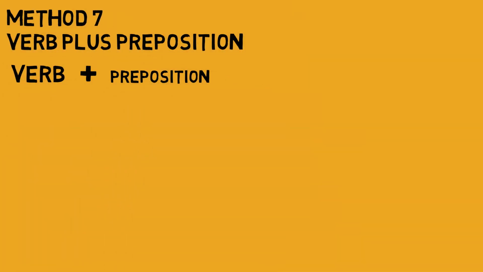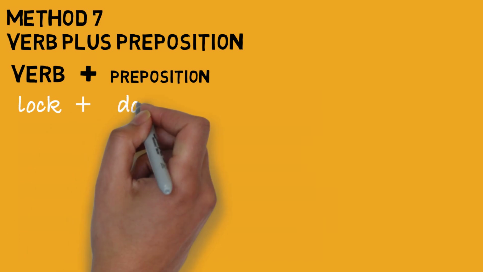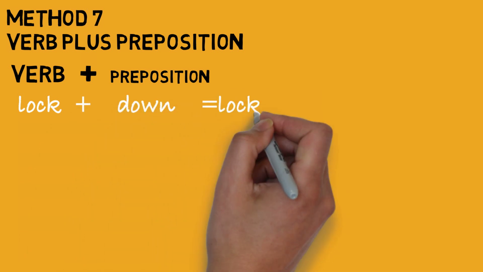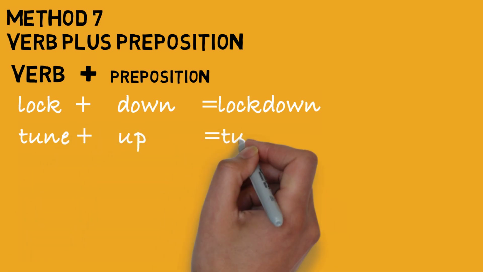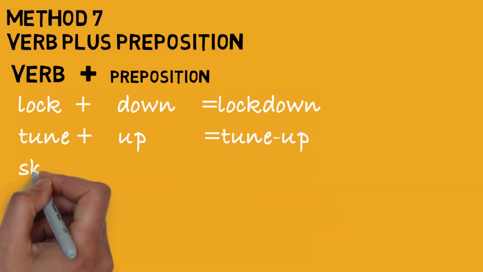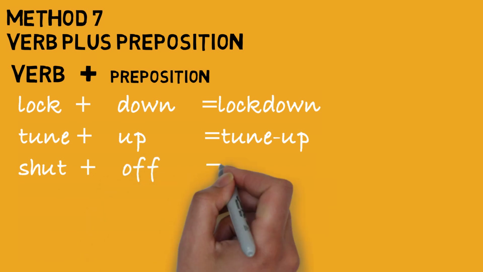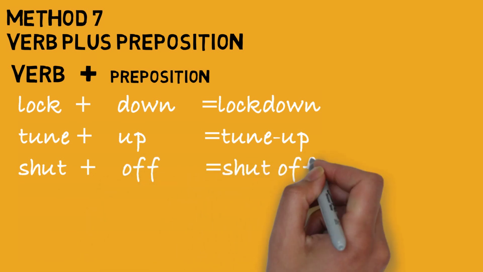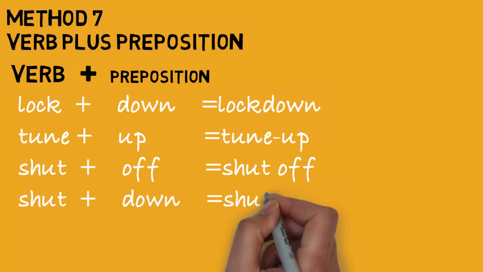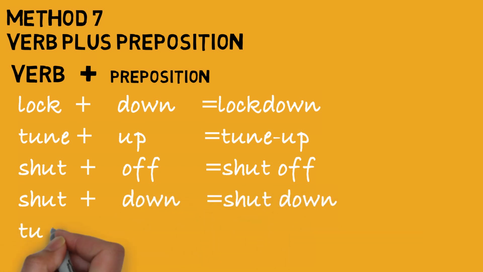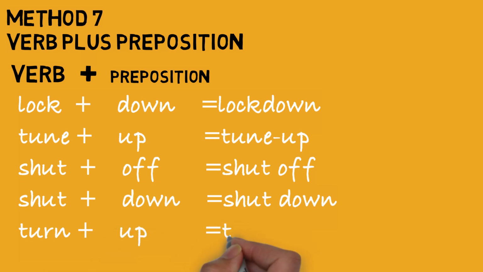Examples of verbs plus prepositions are lock plus down. Lock is a verb and down is a preposition. So together they form a new word, lockdown. Or tune, which is a verb, and up, which is a preposition, and they form tune-up. In the same way, shut-off, shutdown, and turn-up. I'm sure you can think of many more examples like this.